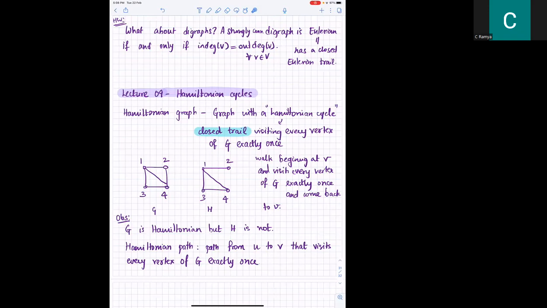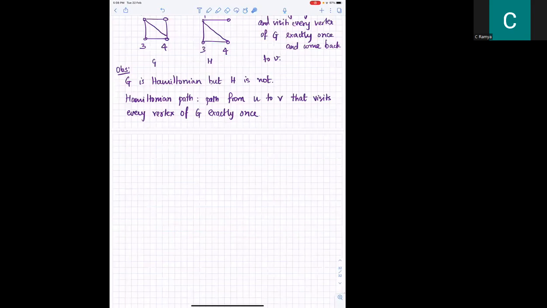Can someone see what the connection between Eulerian trails and Hamiltonian cycles is? For example, if the graph is Eulerian, can we say that it is Hamiltonian? Okay. So you're saying that if a graph is Eulerian, then it is also Hamiltonian. Let's just write down what he's saying. So when do you say that G is Eulerian? This means that there is a closed trail.